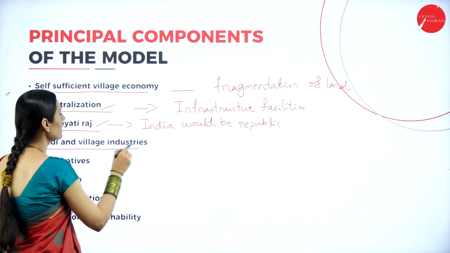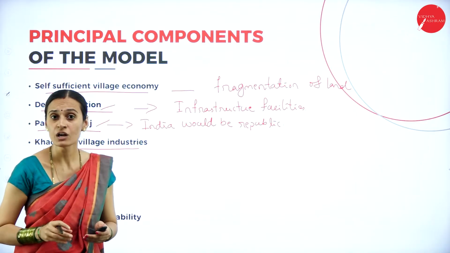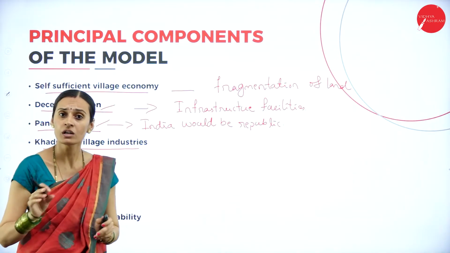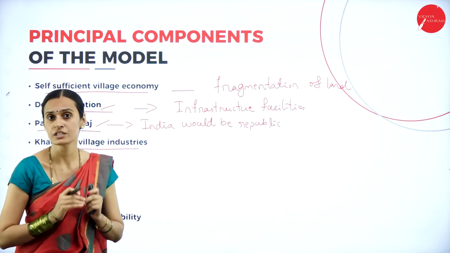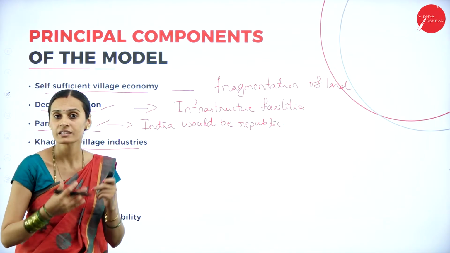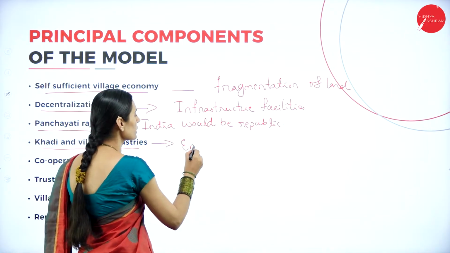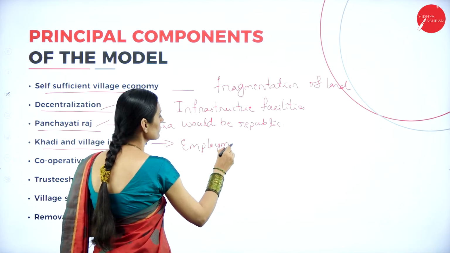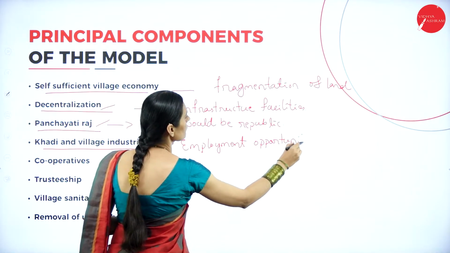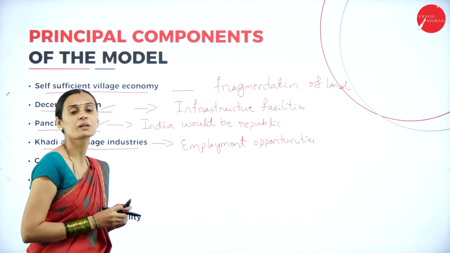And the next one, khadi and village industries. Gandhiji personally had been using the spinning wheel for producing his clothes. Yes, and of course, he taught everyone about self-sufficiency, which made the rural people self-sufficient by producing their own clothes. And of course, it provides employment opportunities, particularly for the female section of rural people.